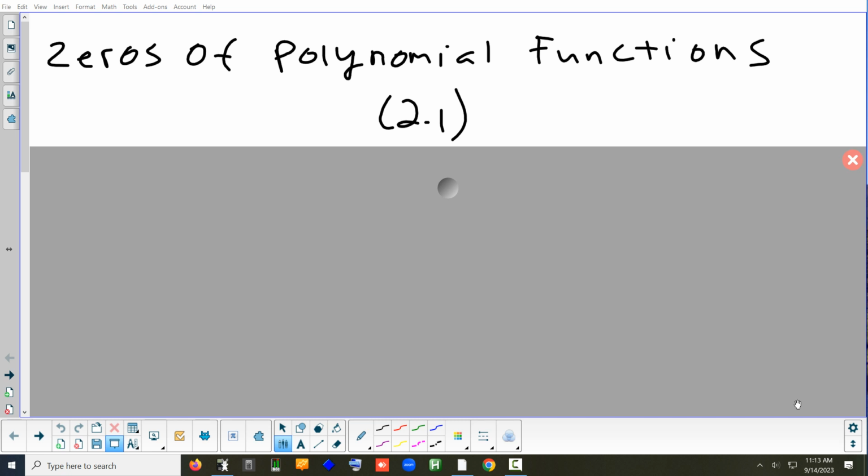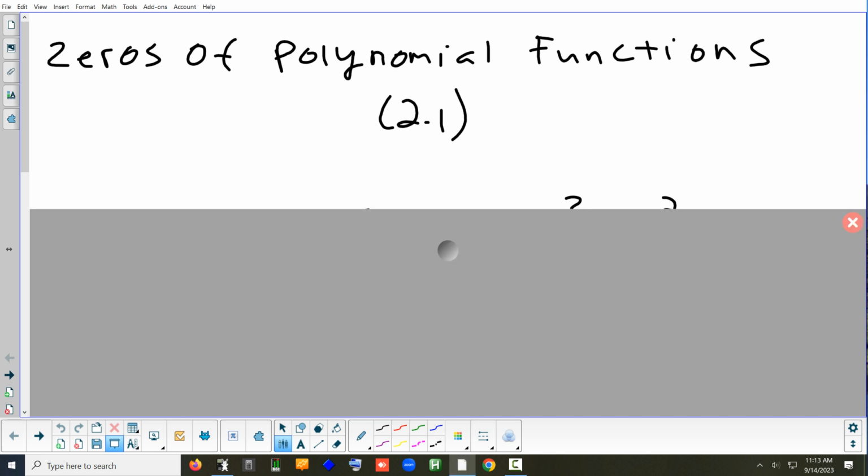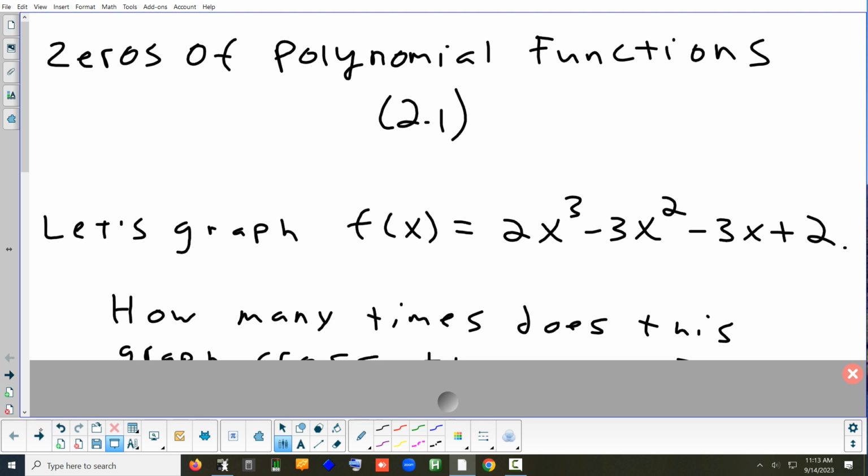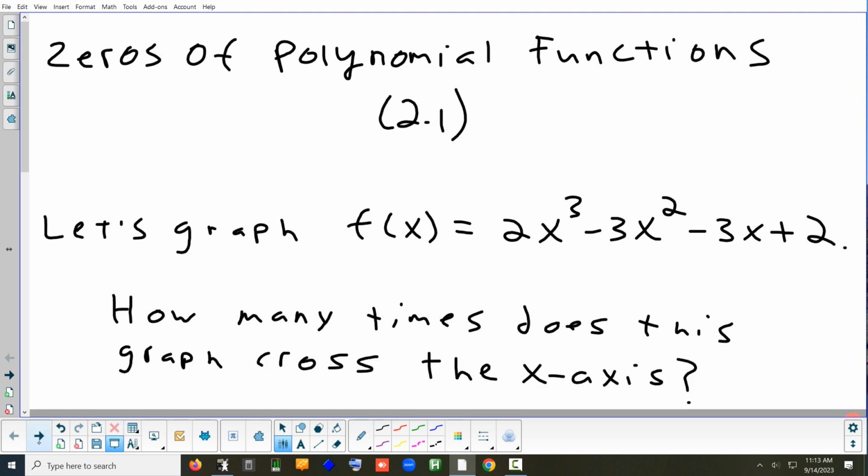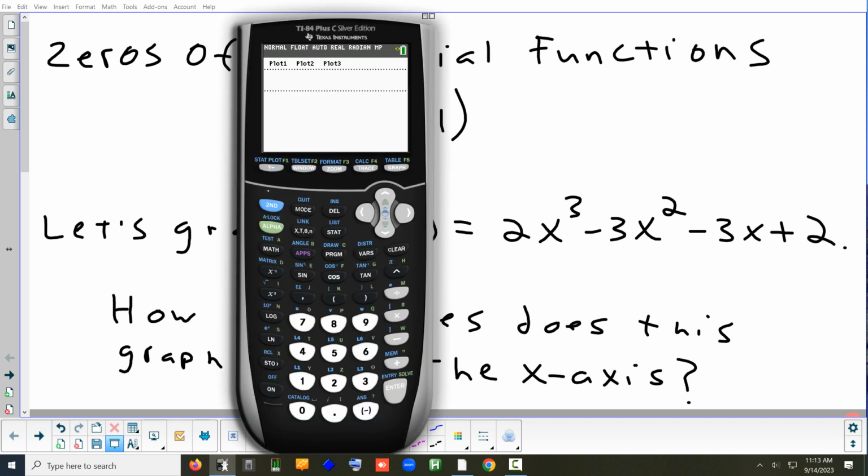All right, so first thing we're going to take a look at in 2.1 is what we call zeros. It's also called roots of polynomial functions. And we talked a little bit about that. We did the discriminant yesterday at the beginning of class, at least for quadratics. Well, let's look at it for a cubic. So let's graph that equation and see how many times it crosses the x-axis.